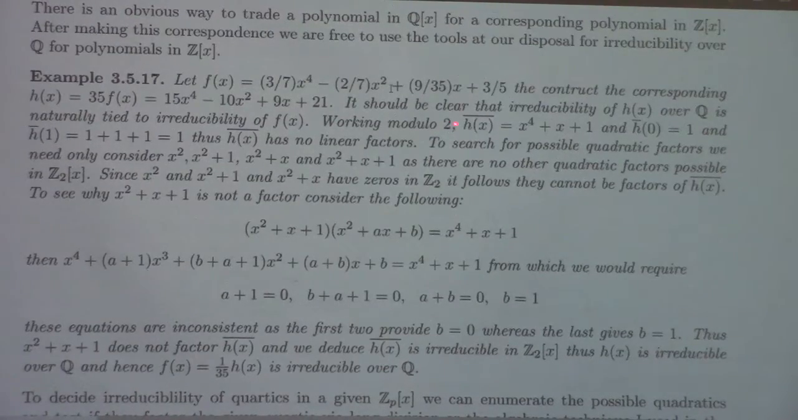Okay, so working mod 2, what's the deal here? Reduce this h mod 2, and see what happens. Mod 2, 10 is gone, 15 becomes 1, 9 becomes 1, 21 becomes 1. So this rather ugly looking thing, mod 2, is just x to the fourth plus x plus 1. This is already really neat, I think.